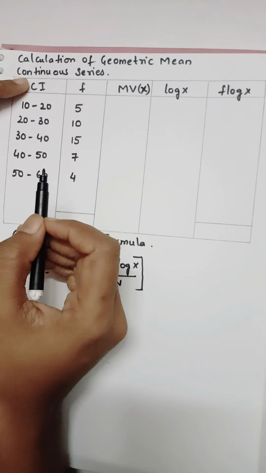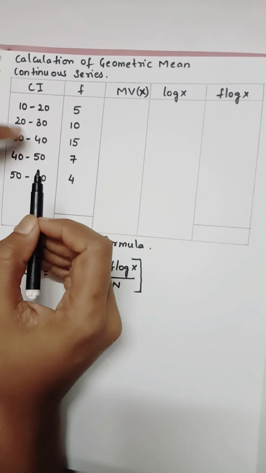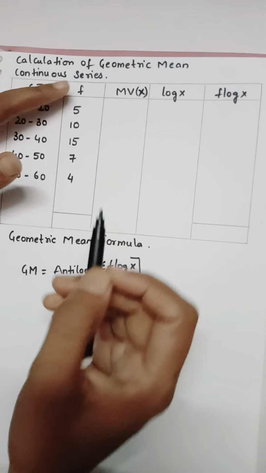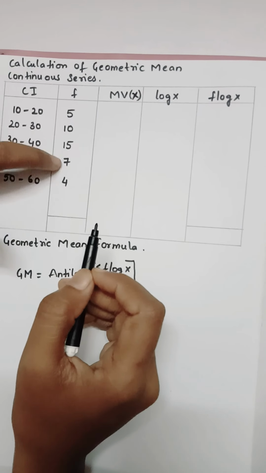Today we are going to learn about the calculation of geometric mean in continuous series. Here the class intervals are 10 to 20, 20 to 30, 30 to 40, 40 to 50, 50 to 60. The frequencies are 5, 10, 15, 7, 4.